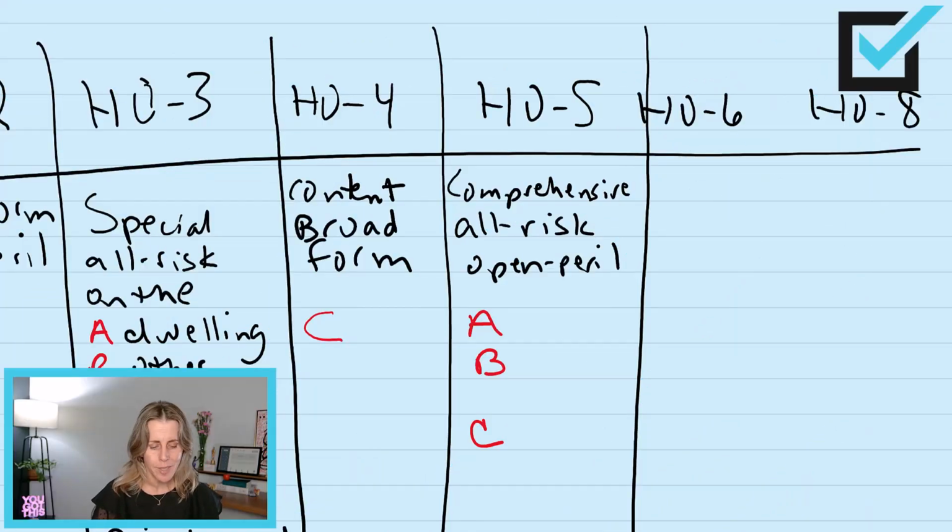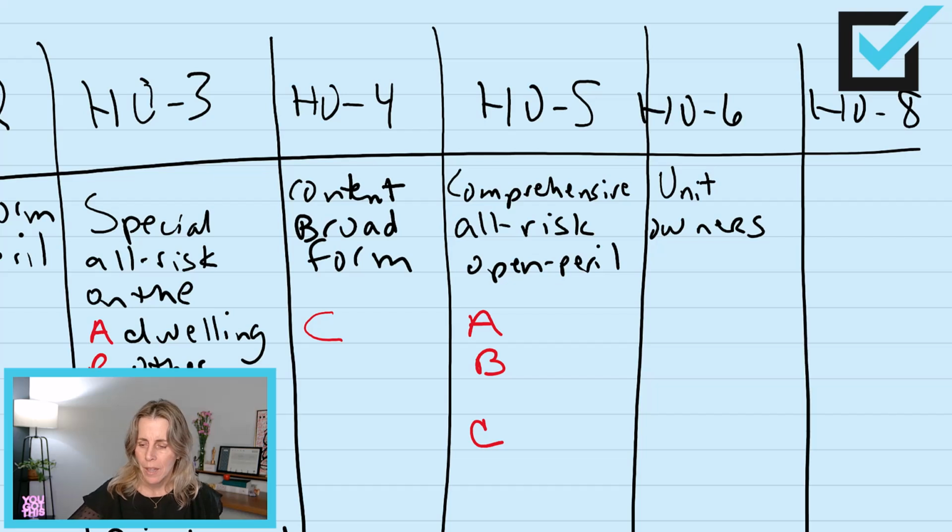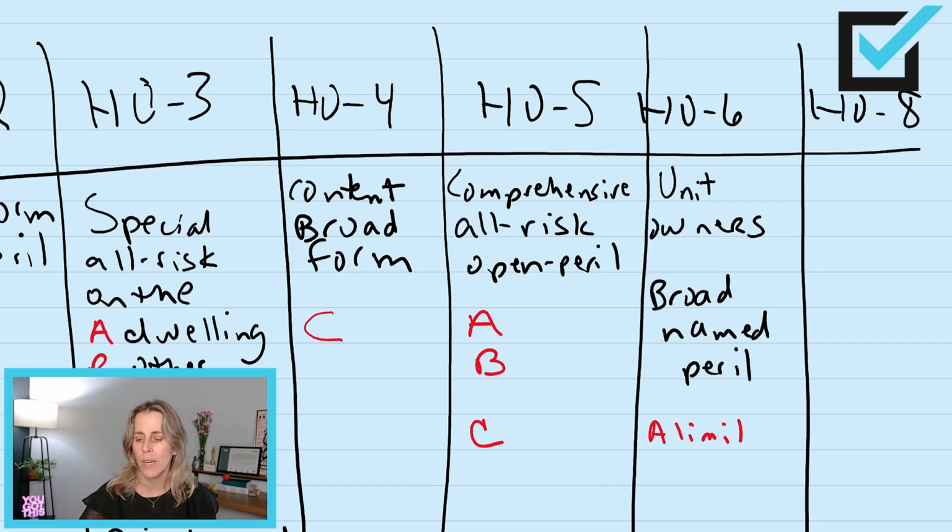The HO6 is the unit owner's form. So if you have a condo or a townhouse, unit owners. The HO6, like the HO2, is broad named peril. So broad named peril, and HO6 has a very limited amount of coverage. It's what we call walls in coverage or studs in coverage for the interior of the unit. There is no coverage B on an HO6. We have coverage C, broad named peril, on an HO6.